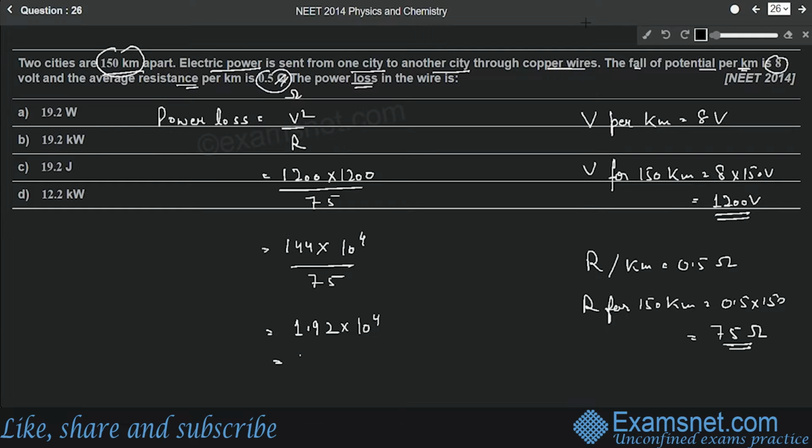So it can be written as 19.2 into 10 to the power 3, and the unit is watt. So 19.2 into 10 to the power 3 watt, that can be written as 19.2 kilowatt. Okay, so the correct option will be 19.2 kilowatt. That means option number B.